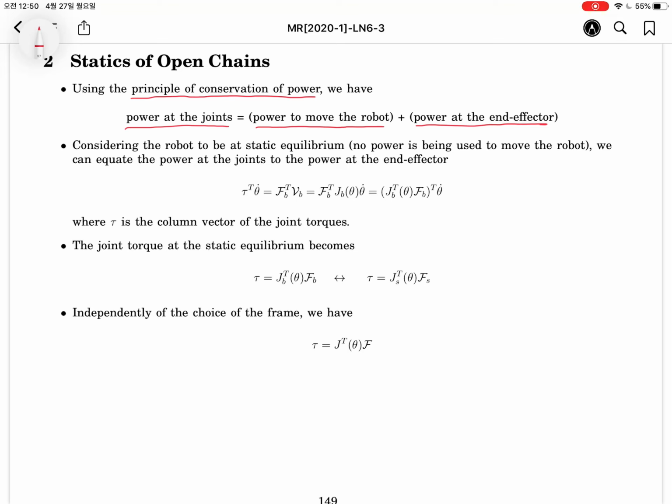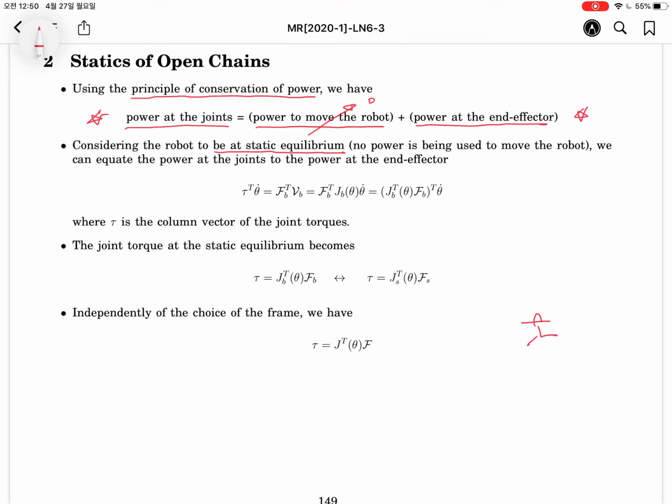If you assume that this robot system is at steady equilibrium, it means there is no movement. At that time, the power at the joint will be equal to the power at the end effector.